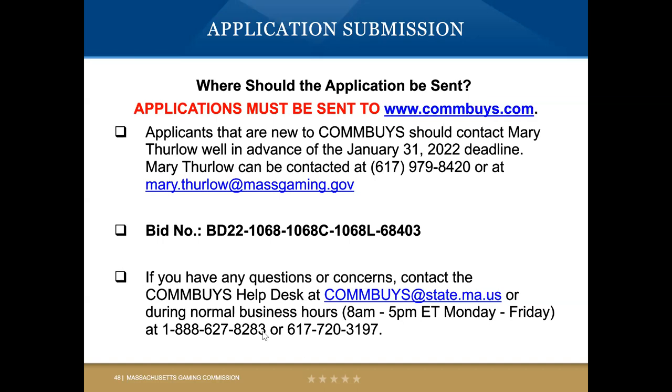Next. And I think, Mary, also that bottom bullet, the CommBuys folks are the specialists in CommBuys. We are not. So if there are technical issues with CommBuys itself, you really do need to contact them. You could contact us, but we're not sure that we'll be able to give you the right answer to all of those questions.